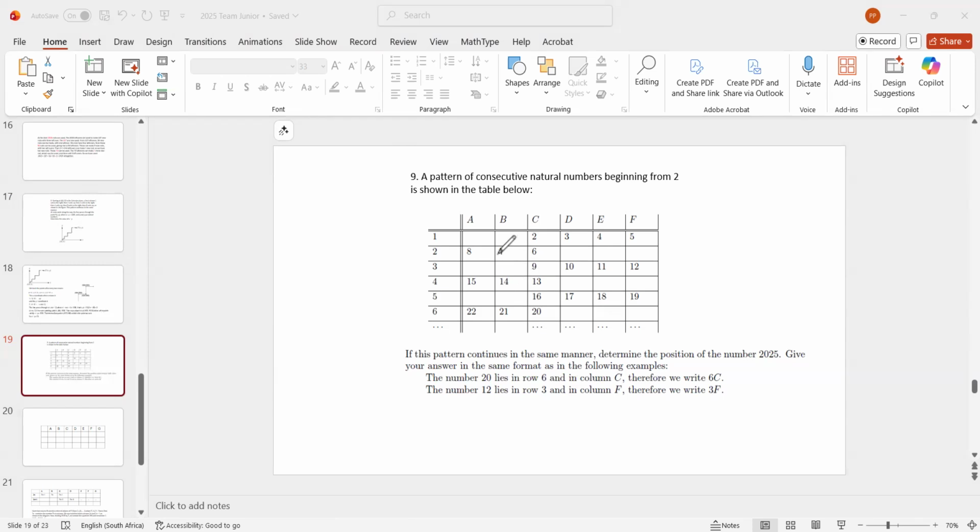Then you say, okay, let's see, maybe we can get the pattern here. There's two. So these consist of multiples of 7.